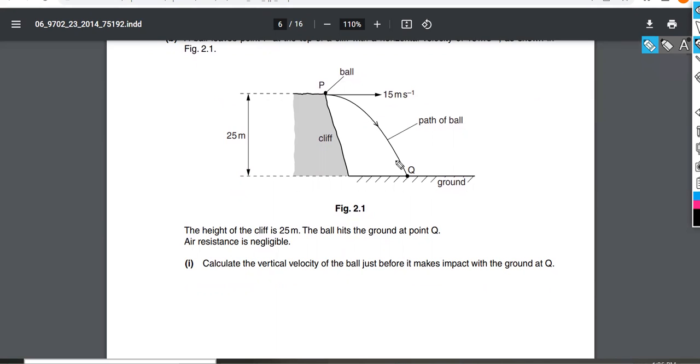Q. So there's a component of velocity that's acting downward, and there's still 15 meters per second of horizontal velocity, right? Because that's constant, air resistance being negligible. So we're just calculating this vector here. I'm going to call this h, 25 meters.